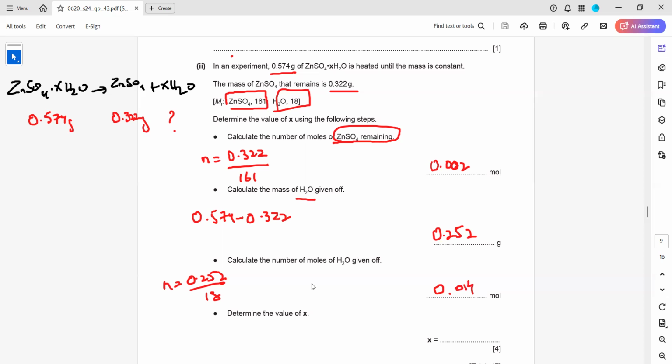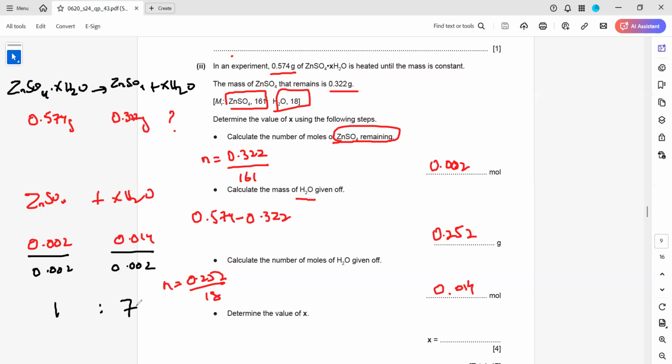Now, how to find the value of x? Look, here I'm solving. We have zinc sulfate and x water molecules. The moles of zinc sulfate were 0.002. The moles of the water is 0.014. What is the simplest ratio between them? We divide by the smallest value. So 0.002 and this also 0.002. This will be 1 and this will be 7. So it means the actual formula is ZnSO4·7H2O. So what is the value of x? The value of x is equal to 7.